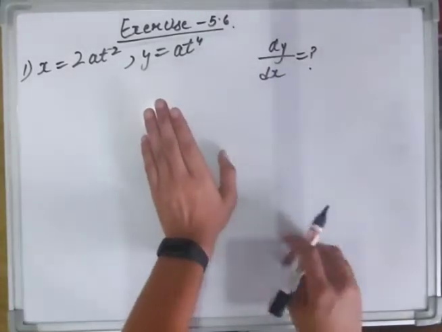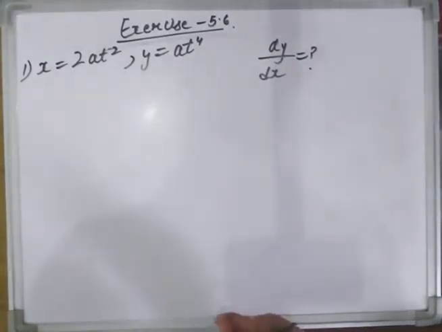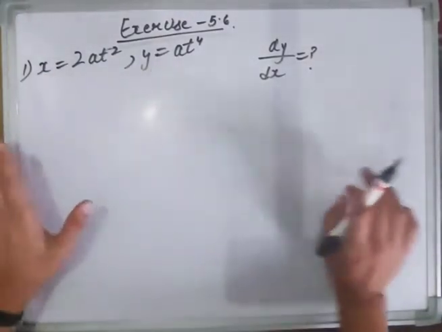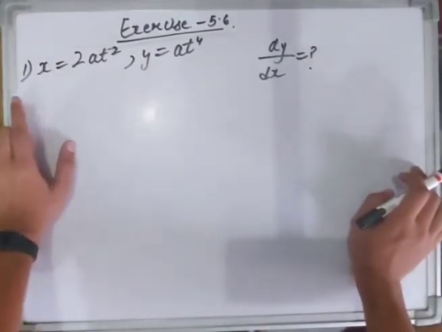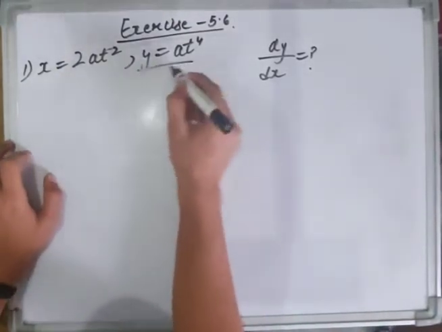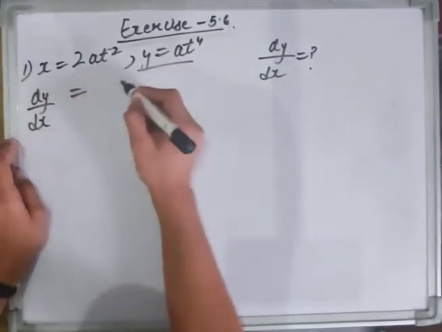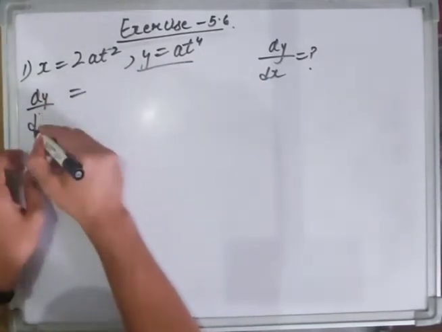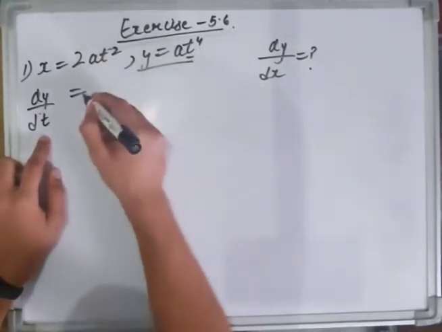So you have two methods to find out the value of dy upon dx. I will choose one method, which is, first of all, I will differentiate y and then I will differentiate x. Then after finding the derivatives of these two functions one by one, I will divide them. So let's find out the derivative of y. We need to find the derivative with respect to t here, because we have t here.